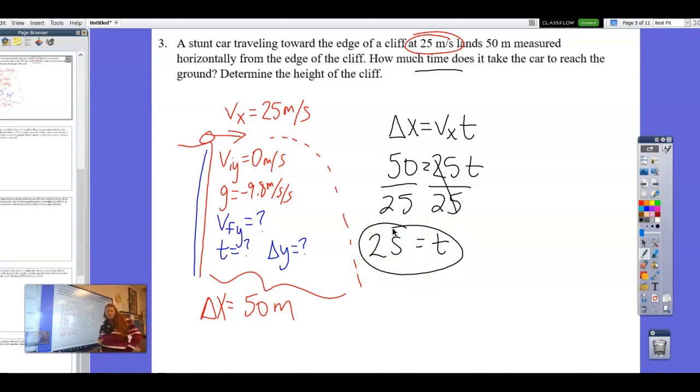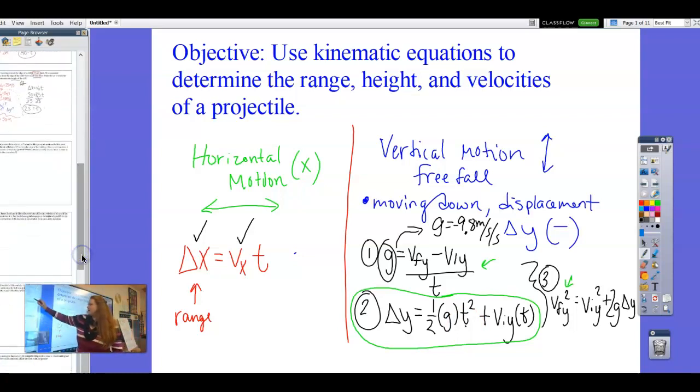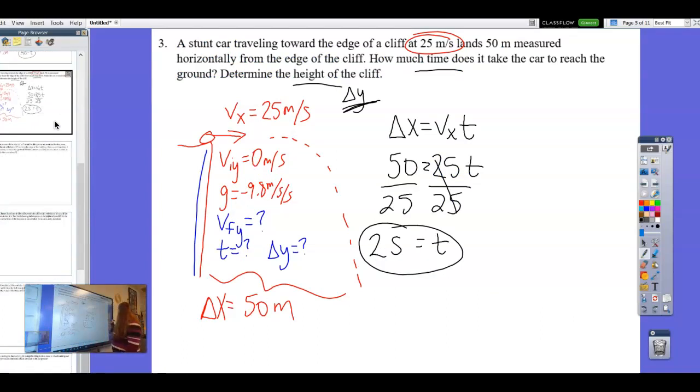Okay, now that we have time, we can find the height of the cliff. The variable representing height is delta y. So let's look at our equations. Right here, I can use delta y, plug in my time, and I will be able to determine the height of the cliff using that second equation that we've been using today. So delta y equals 1/2 g t squared plus VIY times time. My initial vertical velocity is 0, so that term goes away.